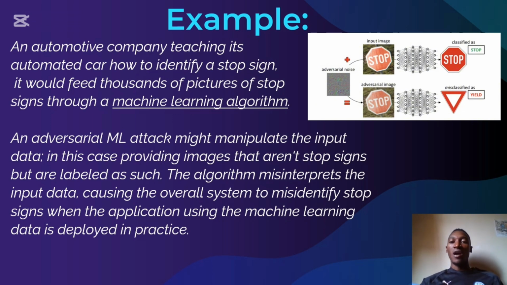In my image here, the input image was a stop sign, and the model could easily identify it as a stop sign. But when adversarial noise, what I can call perturbation, was added to the image, it couldn't classify it as a stop sign anymore. It classified it as a yield, which is a malfunction within the system. So in this case, the system will be failing, and if this car is deployed, it would cause accidents on the road because it will be misclassifying the stop sign.